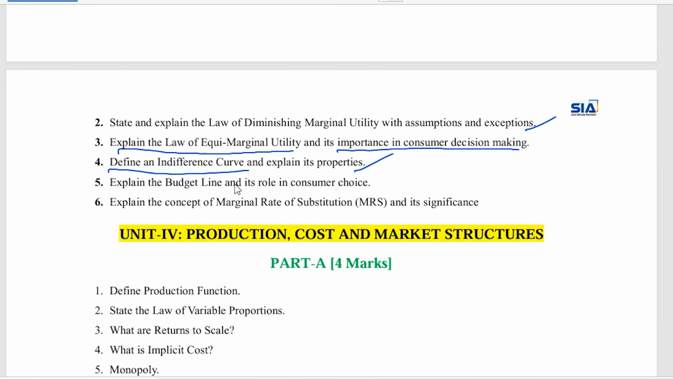First, you have to explain the definition part for indifference curve and draw the graphical representation and explain its properties with proper side headings. Explain the budget line and its role in consumer choice.